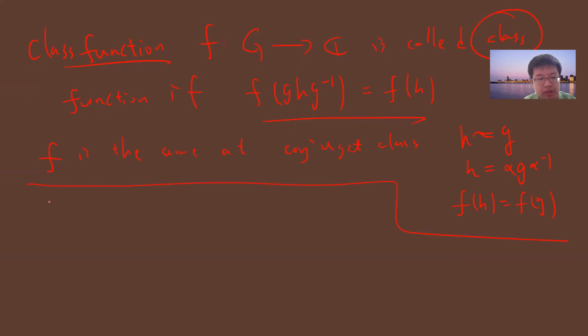Obviously, if you have two class functions, their addition is a class function. If you take any complex number acting on F, it is also a class function. Which makes the class functions a vector space. So we can ask what is the basis, or at least one can ask what is the dimension of the class functions?